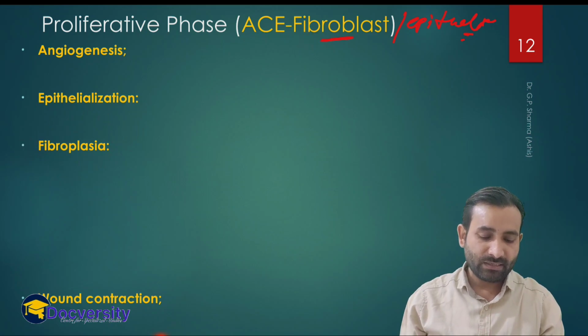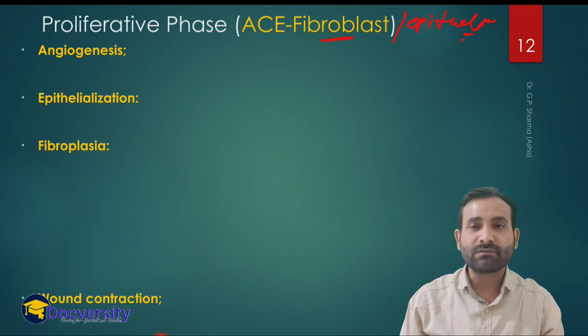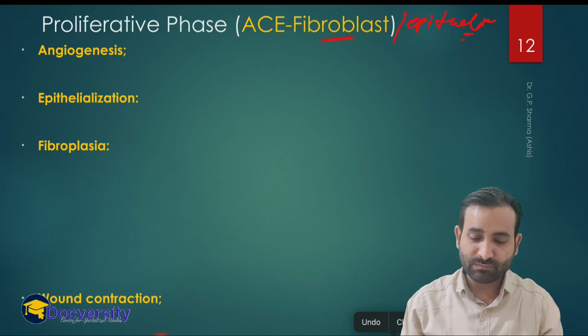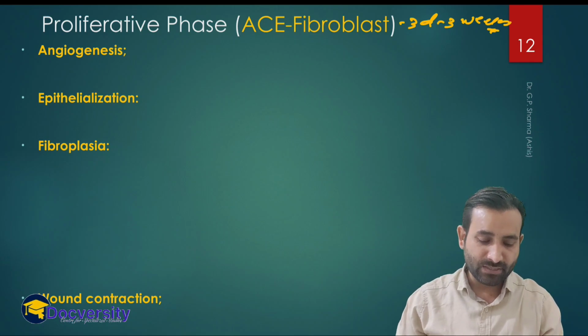So these are the 4 different stages that occur during the proliferative phase of wound healing, right? And the proliferative phase goes for how many days? You understand already? That goes for 3 days to 3 weeks, right? So at first, let's go to angiogenesis.